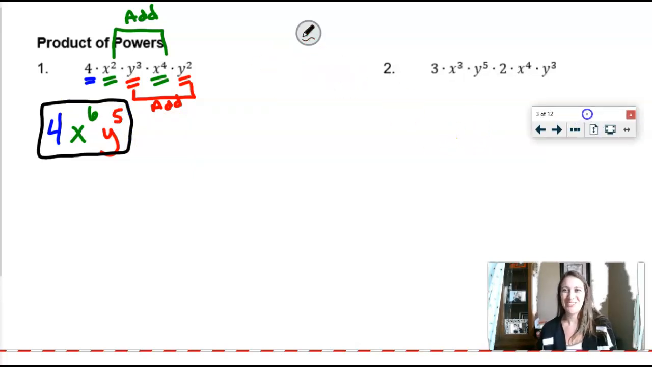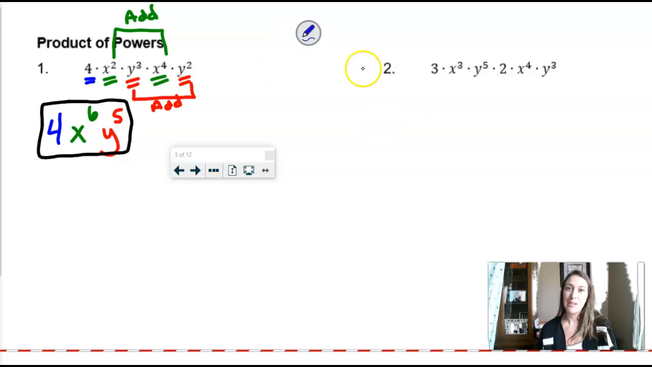All right, number 2. Now this time we have to be careful. There are 2 coefficients hiding in this problem. We have a 3, and then later on there's a coefficient of 2. So my true coefficient is 3 times 2. Those are not exponents, those are just simply coefficients. That coefficient is a 6.